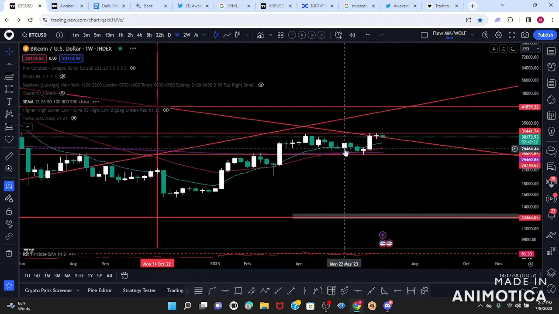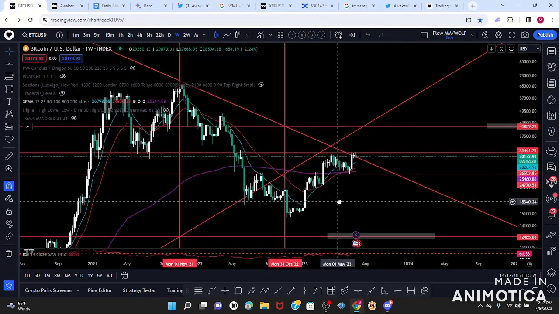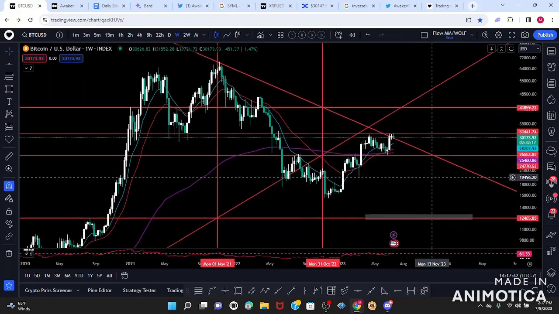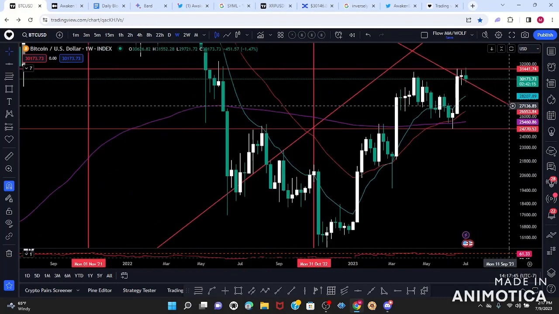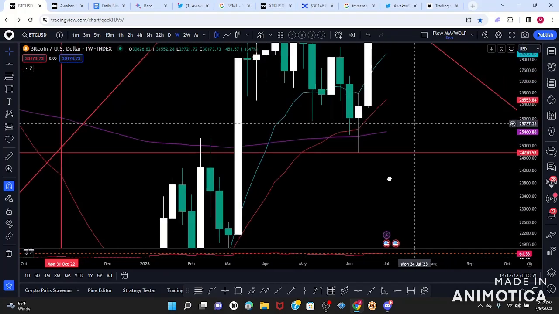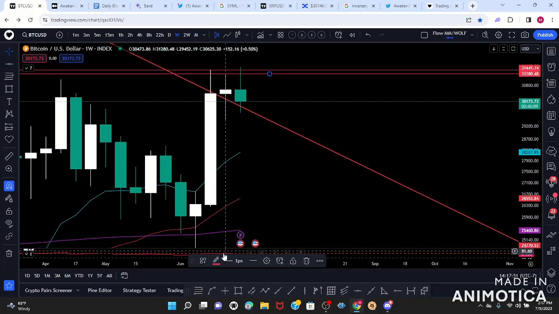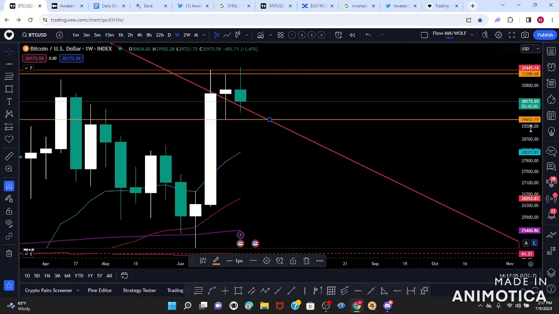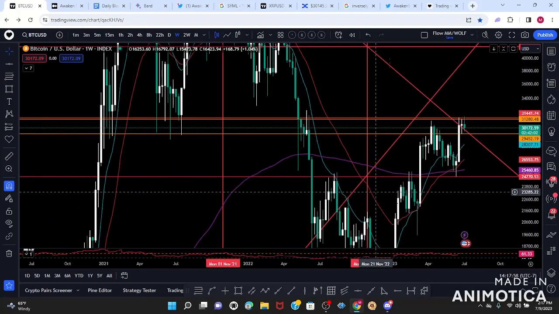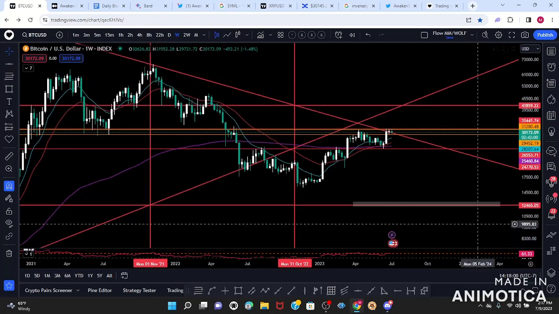So now I'm going to go to my weekly, and same process. What am I going to do? I'm going to set my range, right? My range is going to be based on the previous wick here. So this is my high. This is my low. And weeklies are orange. And what do I see, right?